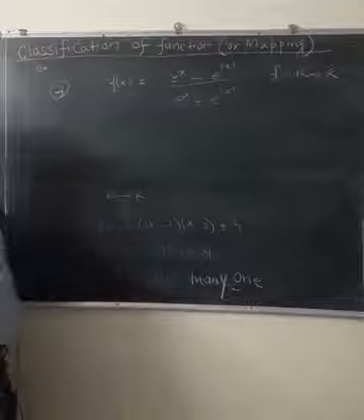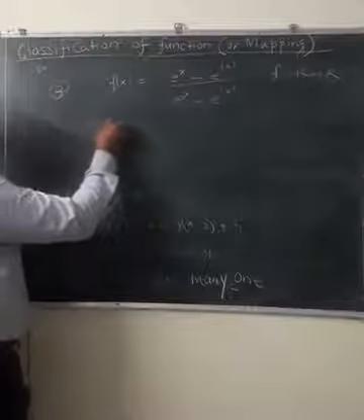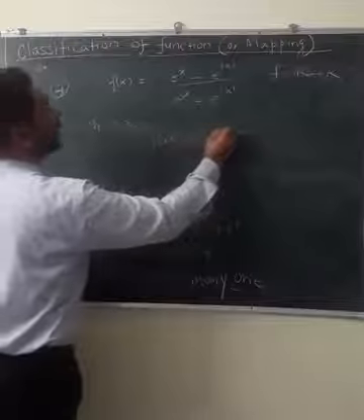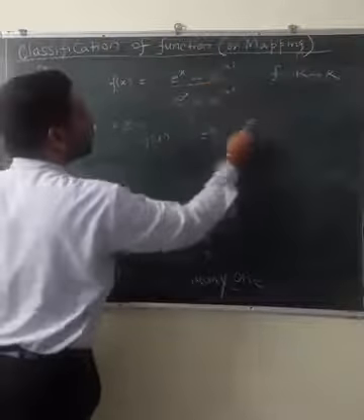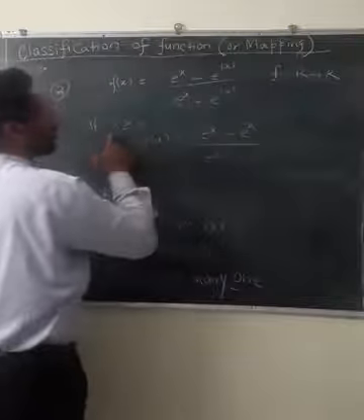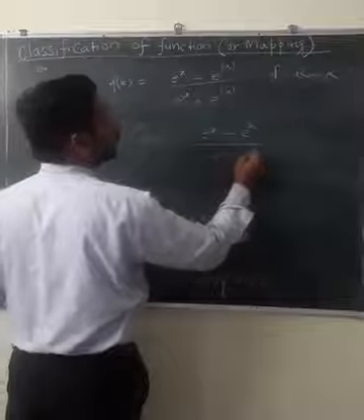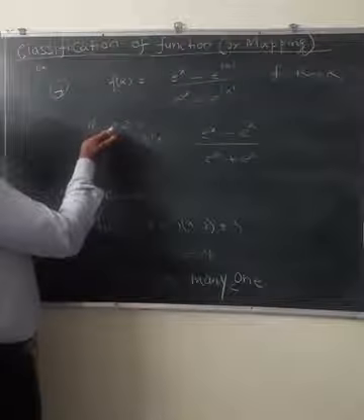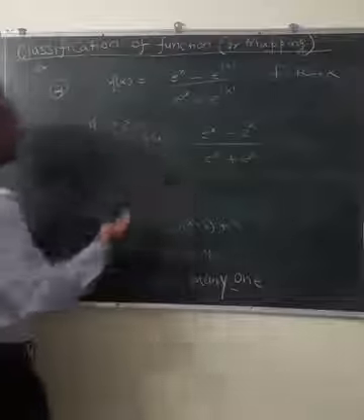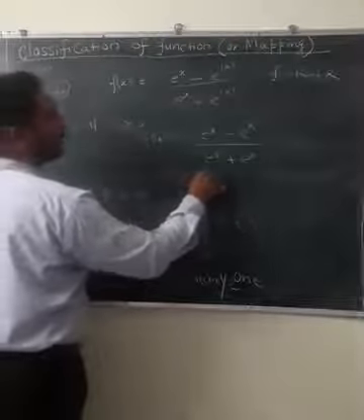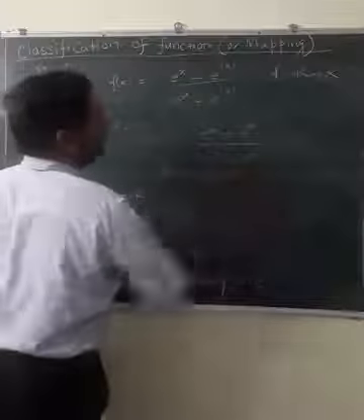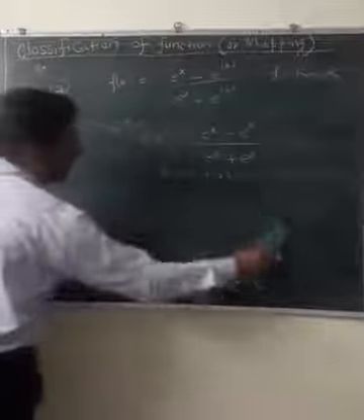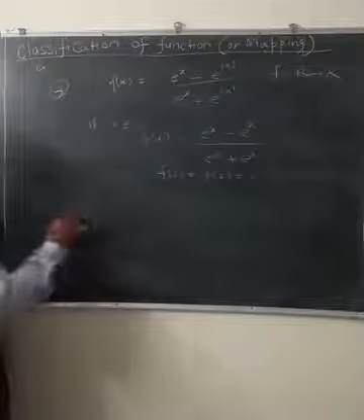See here, if I take x greater than or equal to 0, then f(x) will be how much? e to the power x minus e to the power mod x is 0, because for x greater than or equal to 0, mod x is x. That means for every value greater than or equal to 0, the function value is 0. So f(1) will be 0, f(2) will be 0. Hence, at two different points, the function value is the same. That means the function is many one. So it cannot be 1, 1.